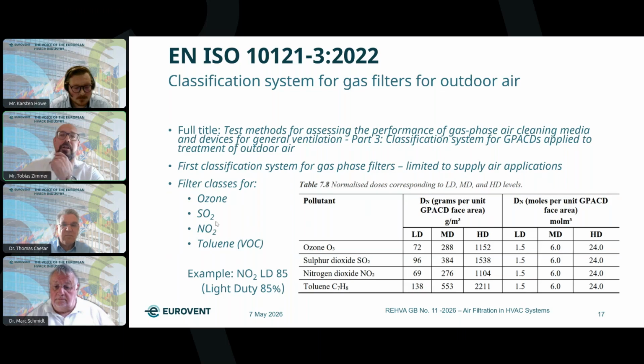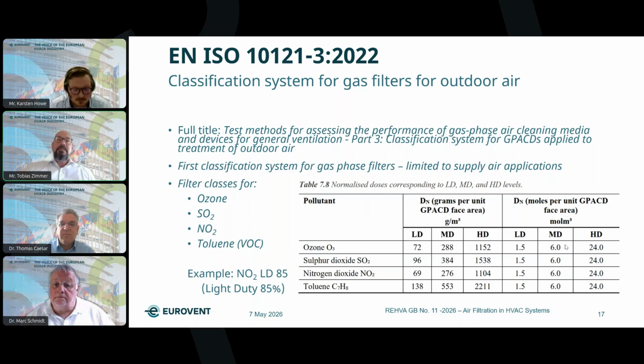And how does it actually work? The core part of this EN ISO is a standardized test with a normalized dose. So what you do for 1 square meter of face area of a filter, you apply a certain amount of gas. So let's say the first step, as you can see on that table, it's 1.5 moles of the gas. If the filter still holds that amount, you continue to quadruple the dose up to 6. Then you have a medium duty, and then again quadruple up to 24 moles per square meter. So you actually have a heavy duty filter.